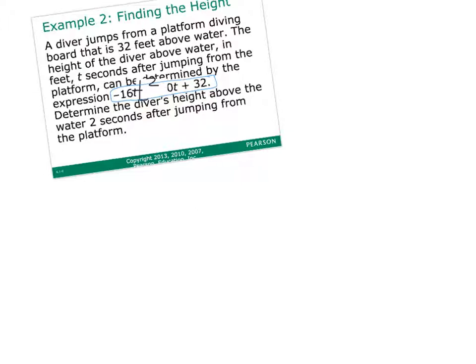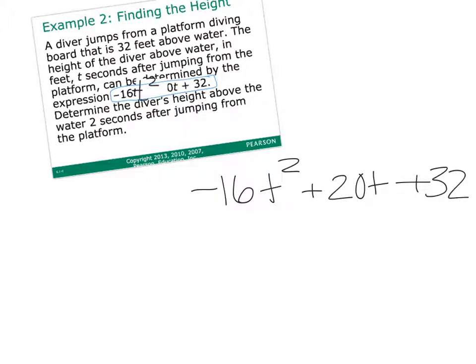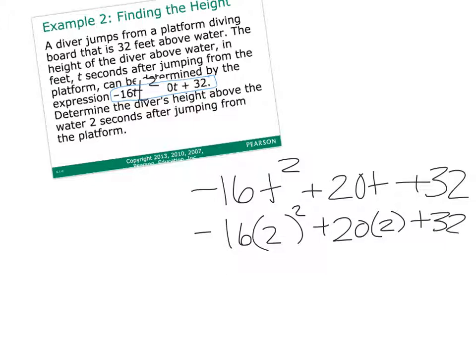Okay, so let's go back to the equation. The equation was negative 16 t squared plus 20t plus 32. So notice really the story problem didn't even matter. You just needed the equation, and you need to know that you are focusing on 2 seconds. So anywhere you see a t, you are going to replace the t with 2 seconds. And then you're going to follow your order of operations.